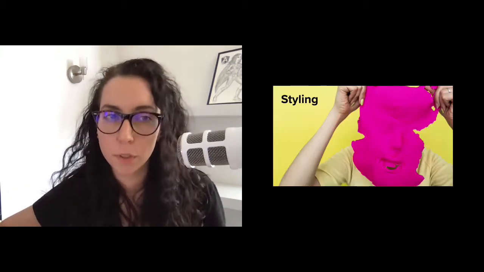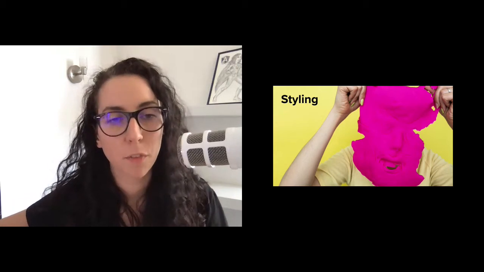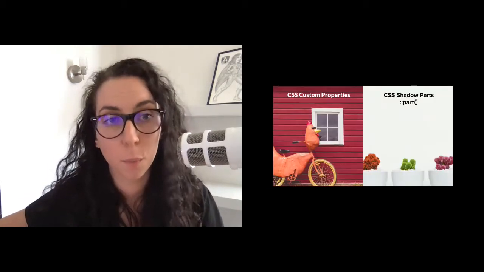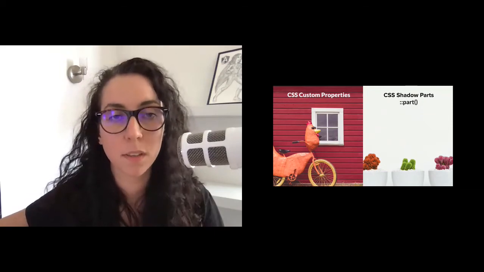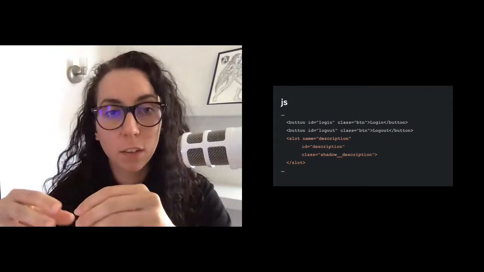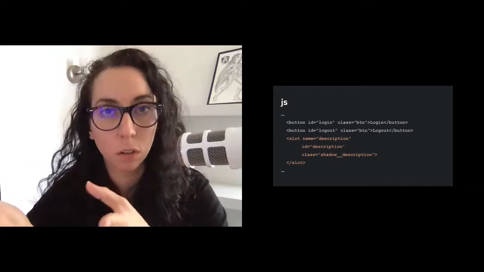I'm not going to go too much into styling again because we've already been through that. But styling is another way of gaining flexibility, and you have two ways of going about it: CSS custom properties and CSS shadow parts. Next, you have slots, which make you even more flexible because slots basically work as placeholders, which you then add into your web component, and then the developer can choose whether they want to use that or not.